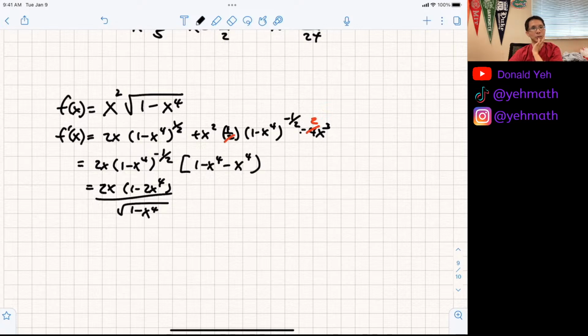I factor out 2x because they both have 2x. And I factor out (1 minus x to the 4th) to the negative half. So if I factor that out, the 2x is gone, it's outside already, then 1/2 minus negative 1/2 is going to be 1. So it'll be 1 minus x to the 4th for the first term. And whatever is left, you got negative 2x to the 5th, but you already factored out 2x, so it'd be minus x to the 4th. And then you can subtract them.